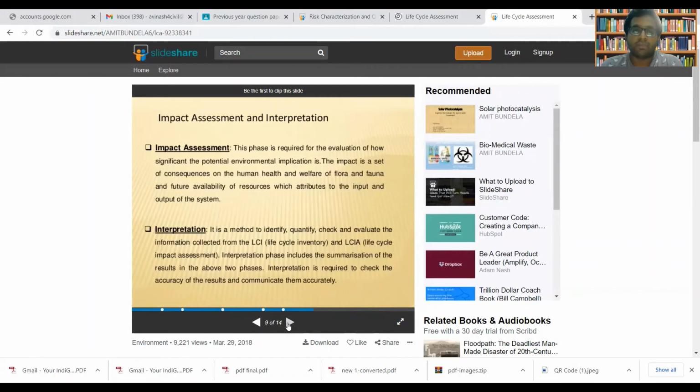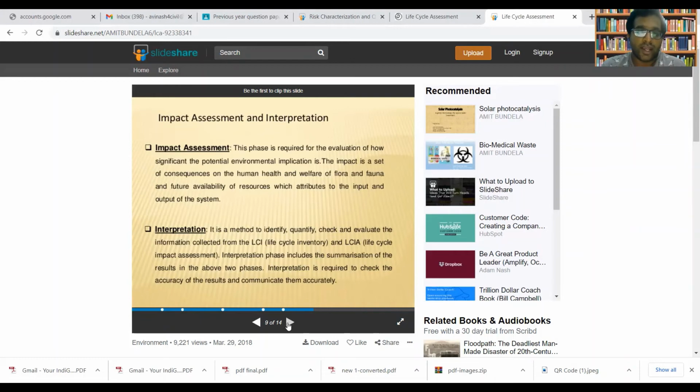So what do you mean by impact? Impact means a set of consequences on human health. We have already completed the concept of health risk assessment, so we know how the impact of a particular product on health is assessed. We have seen the dose response characteristics and hazard identification, so there were different stages in health risk assessment. Impact means how it is affecting health, and also the welfare of flora and fauna and future availability of resources. So this is the impact assessment.